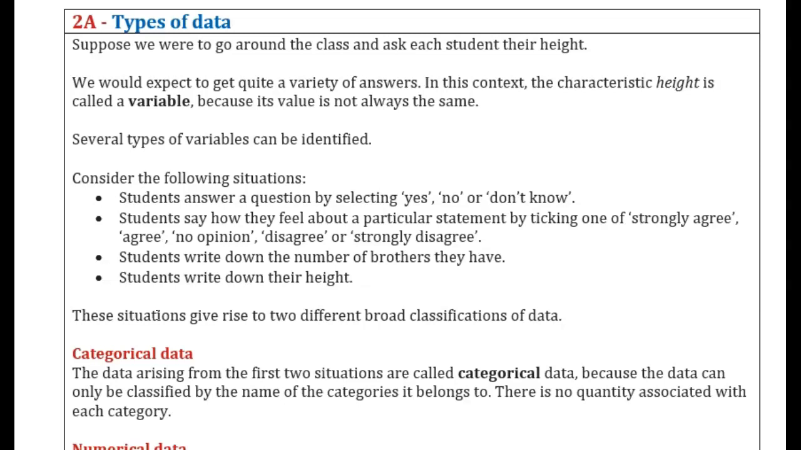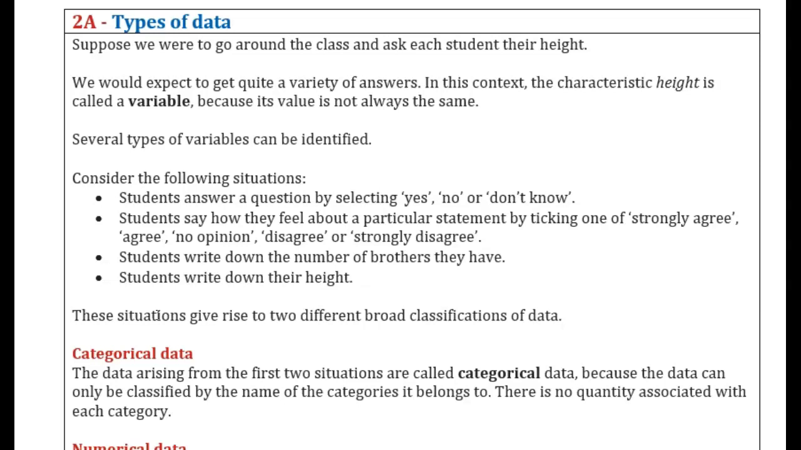So we would expect to get quite a variety of answers. In this context, the characteristic height is called a variable because its value is not always the same. When you think about my height, and I'm quite tall, it's very different to maybe a year 7's height who is quite short. So we're not all the same height. And there's all different types of variables.